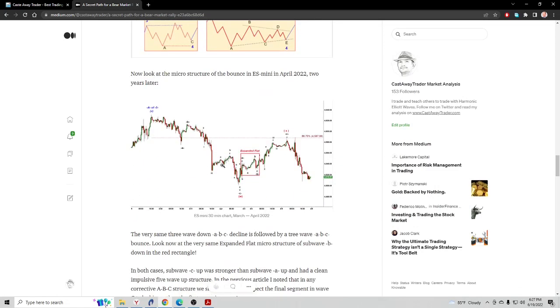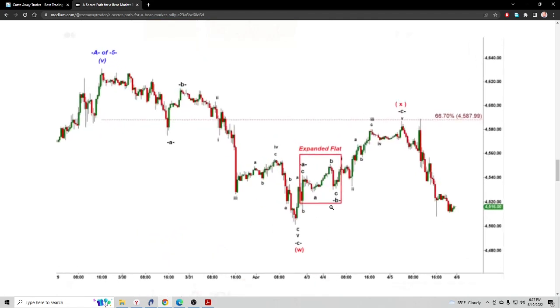So in that particular case, I studied several corrective structures. That one was from April 2022, a pretty fresh one, and you can see we got A up, B down, C up, and that C up was structured as 5 microwaves up that hit 66.7% retracement of the preceding decline, and that was the top of that corrective bounce. And when we deal with the corrective bounce, we expect normally another push down that would make a lower low. So that was a great shorting opportunity.